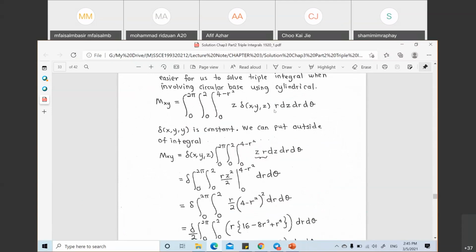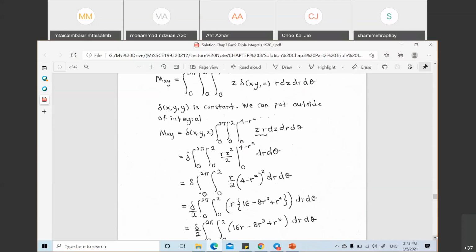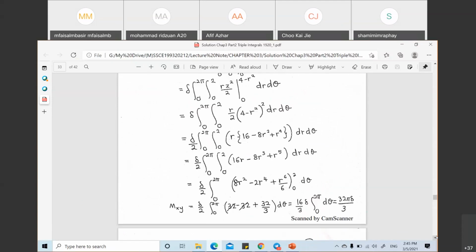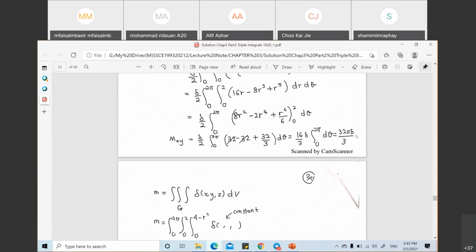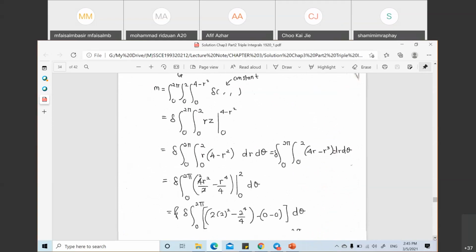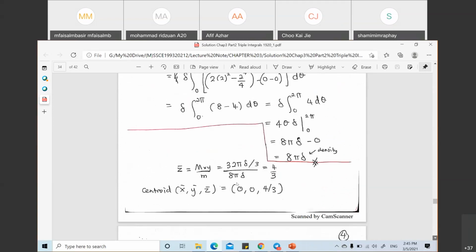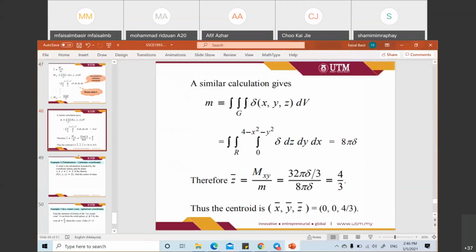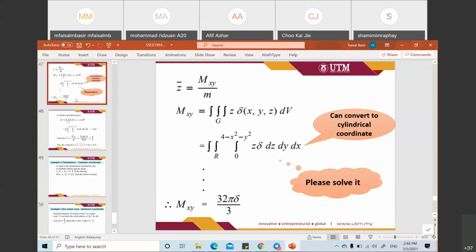And then the other thing is just calculations. Okay, you can let one, or you can put outside the density, and then you have to find the m. You can use the same limit, and then you just divide. You will get 4 over 3. So 0, 0, 4 over 3. Do you have any question for this?